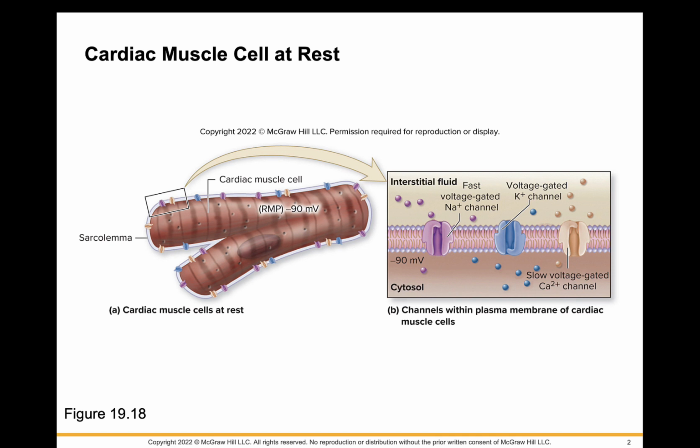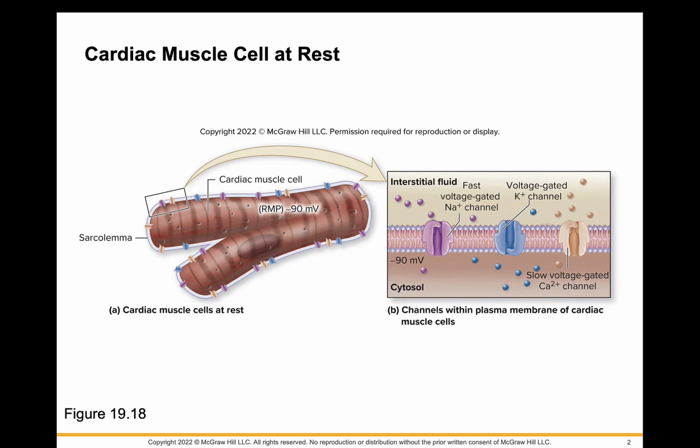The next thing that we have to look at are the channels that we find within a cardiac muscle cell, indicating the ions that play a role in the generation of action potentials in contractile cells. So first, we're going to have fast voltage-gated sodium channels. We're going to have fast voltage-gated potassium channels. And we're going to have slow voltage-gated calcium channels. Similar to some channels that we have seen previously, but let's actually take a look at how these action potentials are generated.